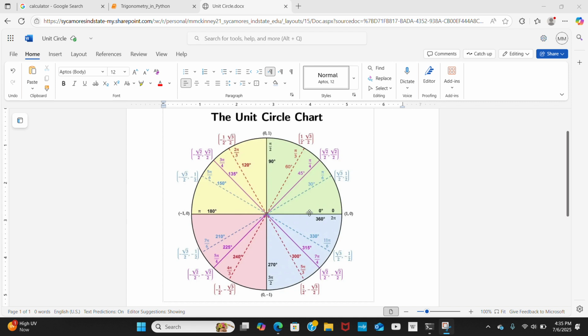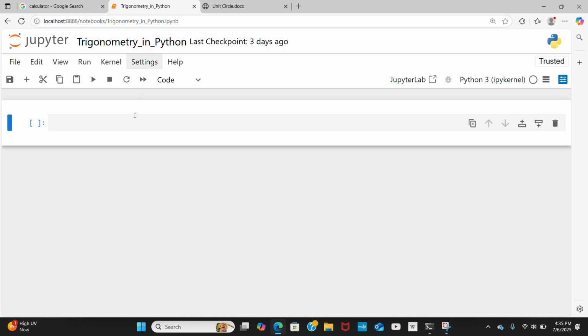Now as you've probably seen, you have 30 degrees and pi over 6, 5 pi over 4, and 225 degrees. 30 degrees is the same as pi over 6, and 5 pi over 4 radians is the same as 225 degrees. So how do you convert from degrees to radians and radians to degrees? Well, I'm going to show you that. So without further ado, let's officially begin our Python.